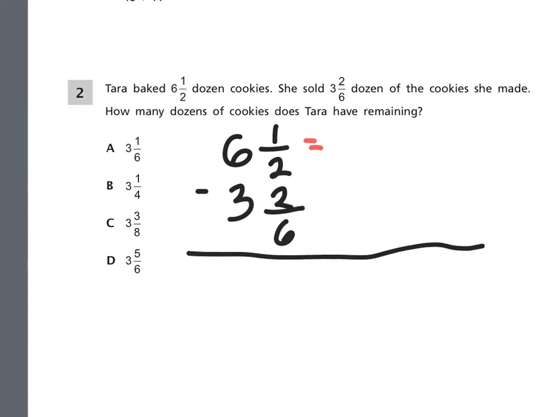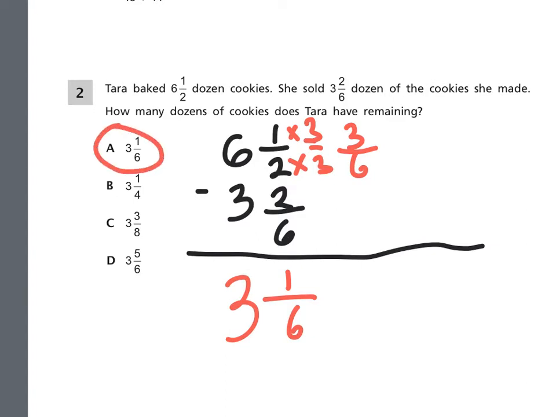This is actually 3/6 because 1/2 is 3/6. We could do times 3 and times 3. Now you have 3/6 minus 2/6, which equals 1/6. And then 6 minus 3 is 3. So we know that it will be A. She has 3 1/6 dozen cookies left.